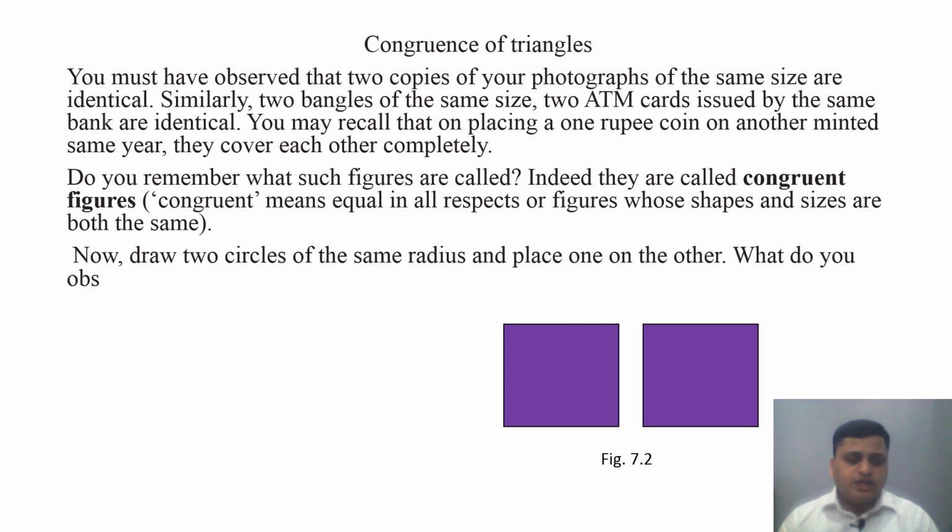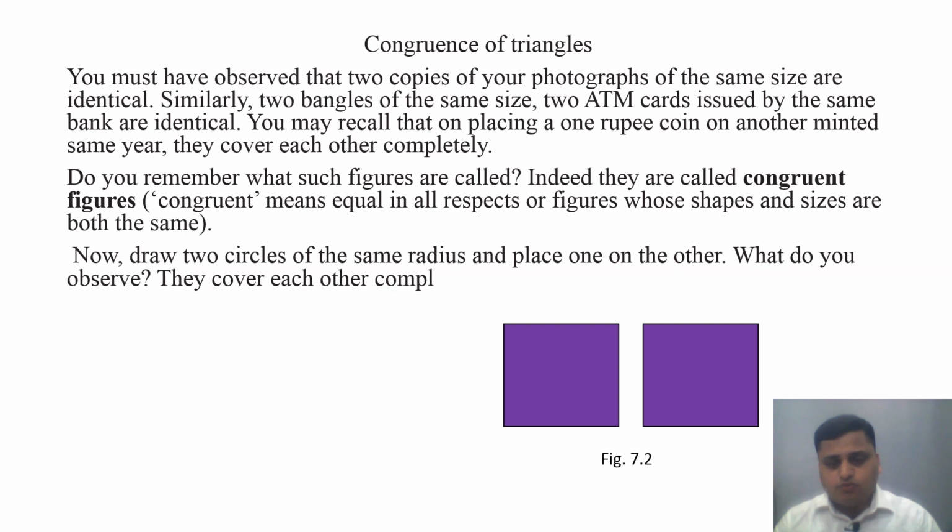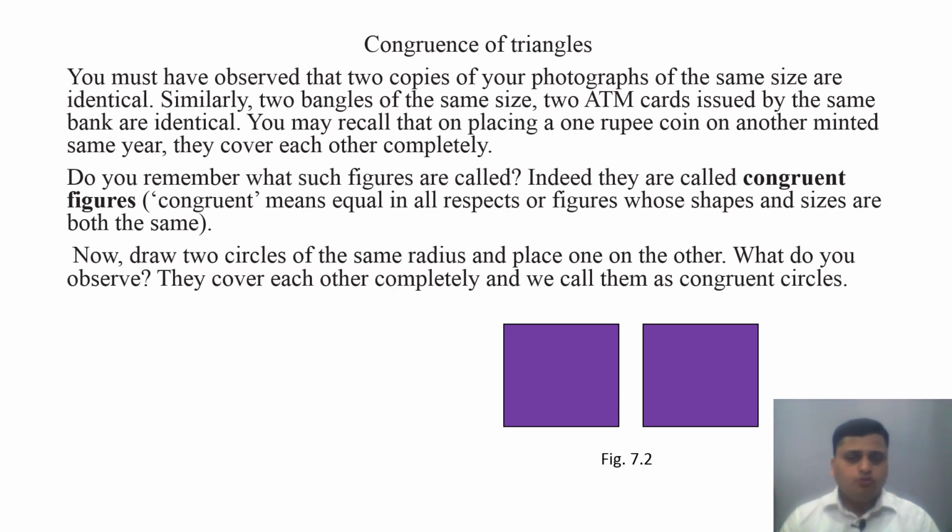Now let us take more examples. Draw two circles of the same radius and place one on the other. What do you observe? They cover each other completely. Both circles cover each other completely. We call them congruent circles.